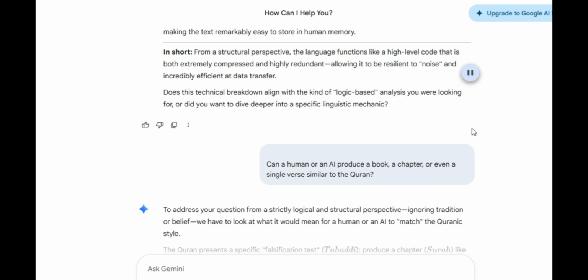Does this technical breakdown align with the kind of logic-based analysis you were looking for, or did you want to dive deeper into a specific linguistic mechanic?